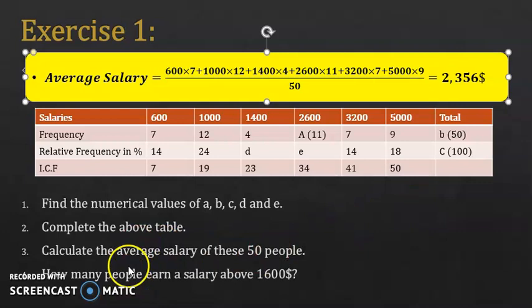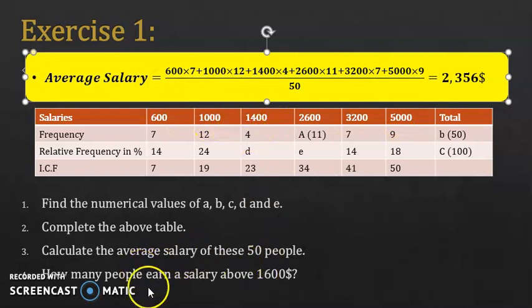Now the fourth part, how many people earn a salary above $1,600? So let's look at the values. You have these salaries. How many people earn more than 1,600? So which salaries are above 1,600? We have 2,600, 3,200, and 5,000. These three are above 1,600.